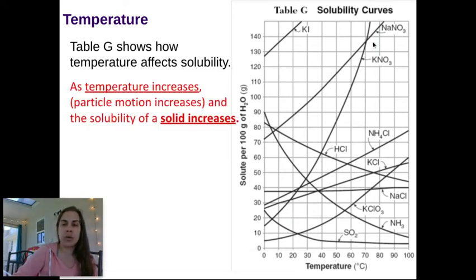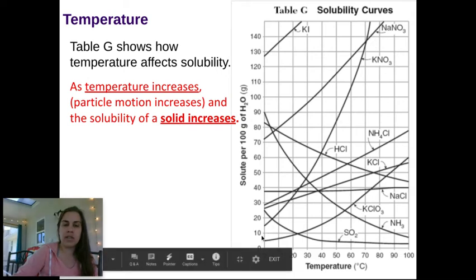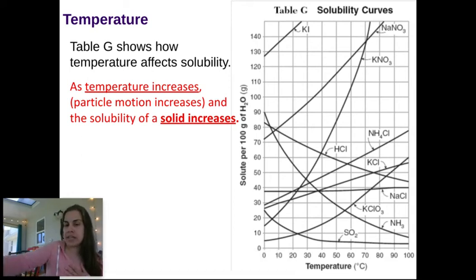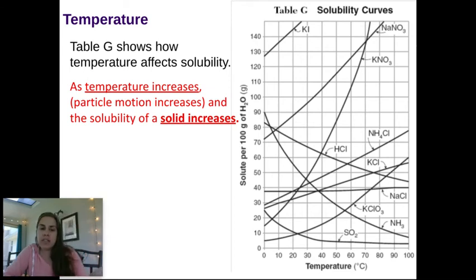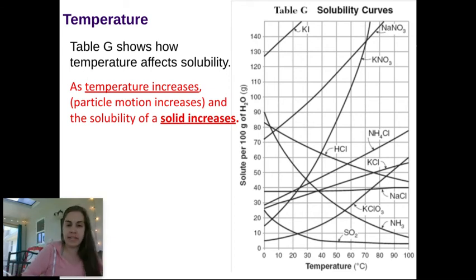As the temperature increases, the solubility of a solid will increase, right? So when you increase temperature, you get more movement, more kinetic energy, and a solid dissolving into a solution will become more soluble, right? That's why if you put sugar in your coffee, it dissolves more quickly in hot coffee than when you put it into iced coffee.